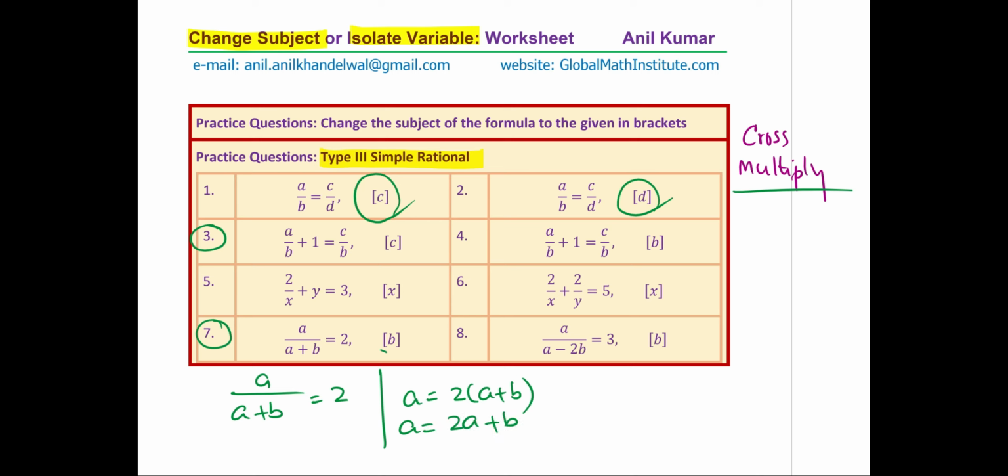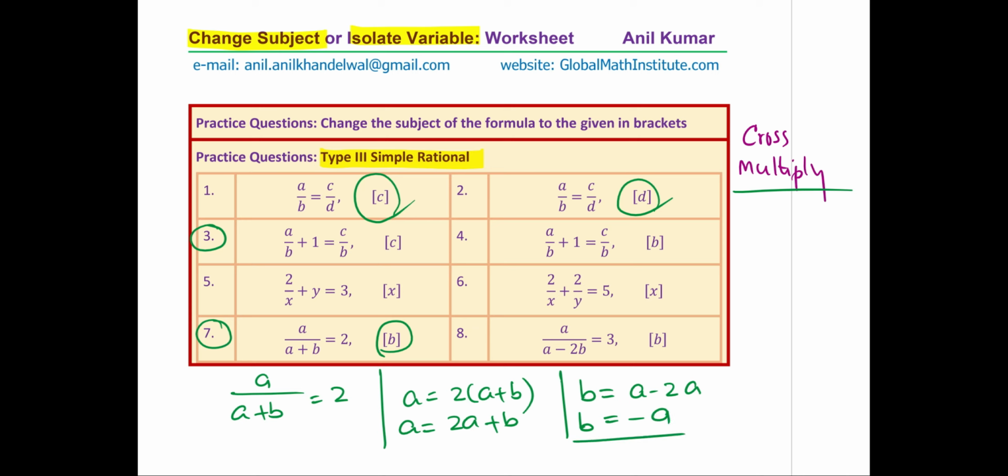Now since we want B to be isolated, we'll bring this 2A to the left side, right? So we could also write this as B equals A minus 2A. And that gives us B equals minus A. Does that make sense to you?